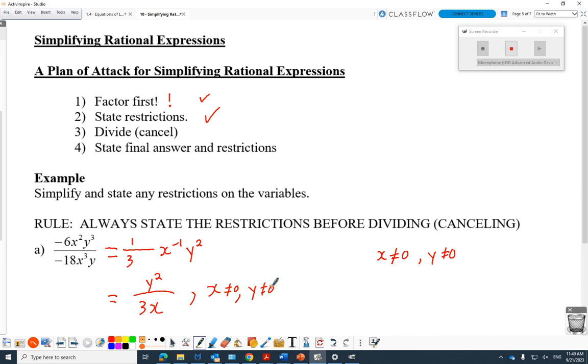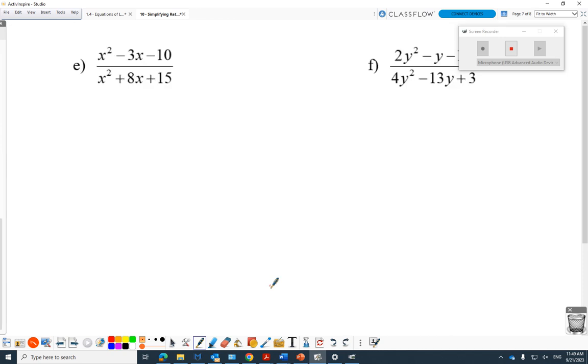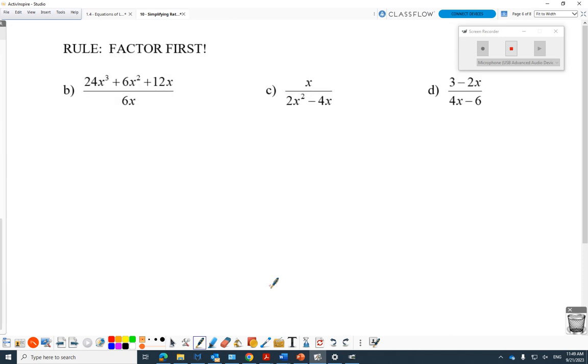Other questions? Those were good ones. Oh, here we go. How many got B, C, D, E, F? Just examples, okay? What was the first step in all of this? Factor first. Okay, so 24x cubed plus 6x squared plus 12x.